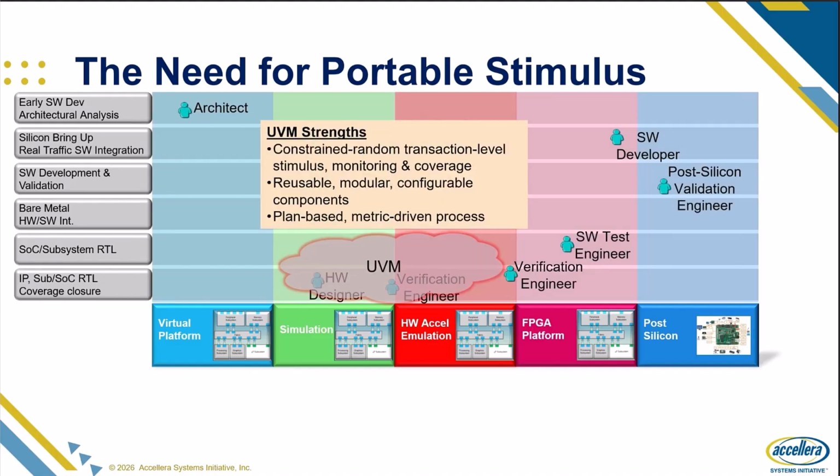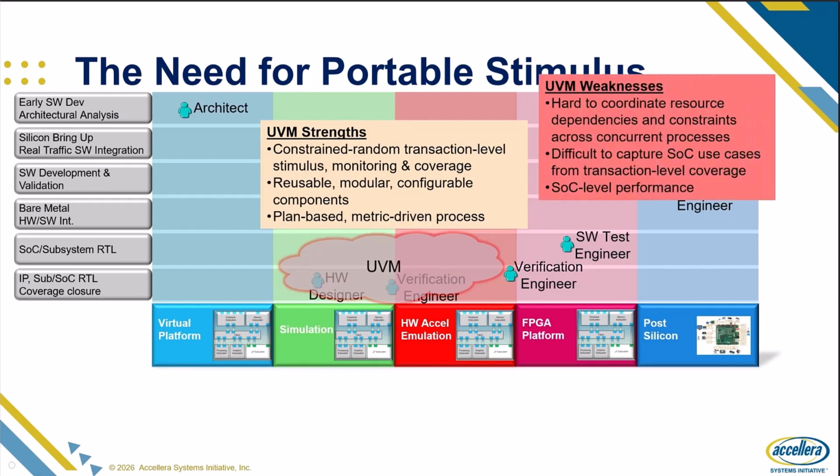UVM is really good for simulation and emulation. So the constrained random transaction level stimulus, monitoring, and coverage allow us to create reusable, modular, configurable components, and allow us to really put together a plan-based, metric-driven process. So UVM is really great for that part of the process.